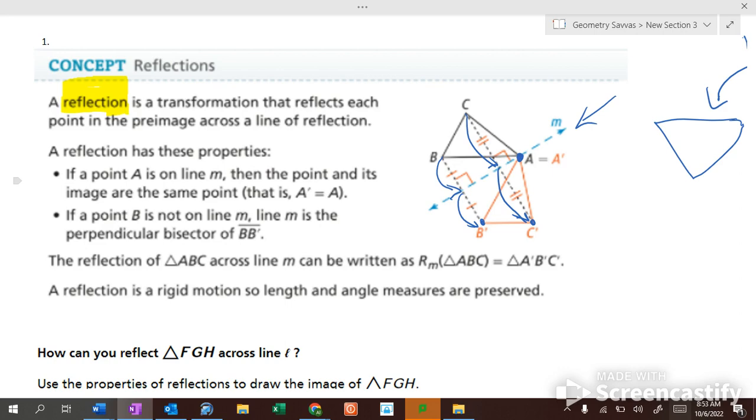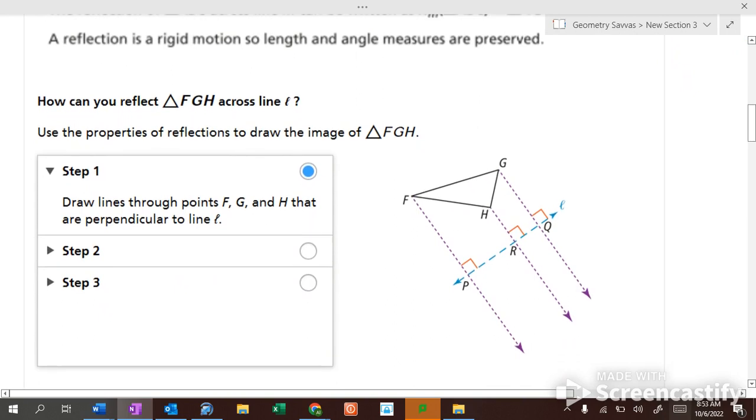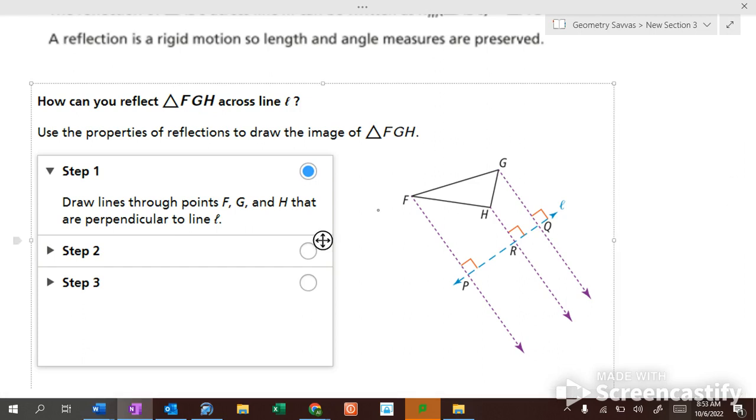When you reflect across the line, you have to go perpendicular to the line and go the same distance across the line. Okay? So we're going to reflect FGH across this line. So then G is about this far from here to here. So we'll go the same amount. And that's where G prime will be. You put a little apostrophe on the letter to denote that that's the image.